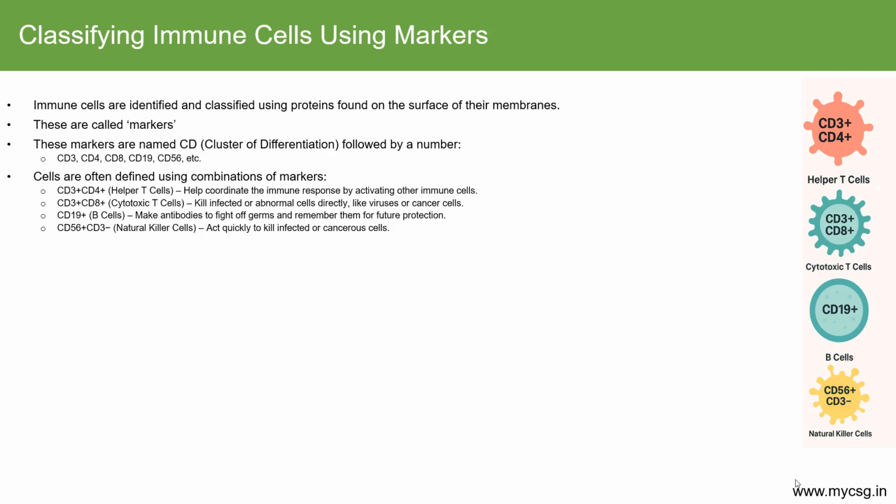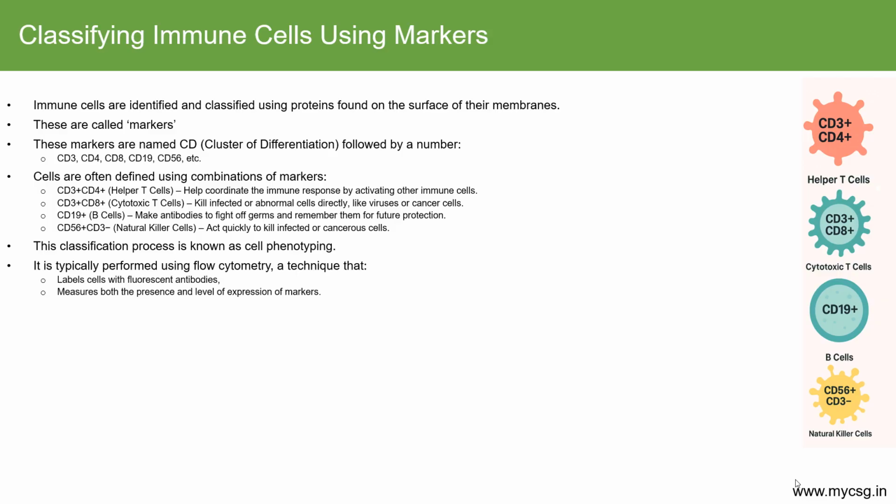And we also have something called natural killer cells. On these natural killer cells, the CD56 marker is positive and the CD3 marker is negative. These help act quickly to kill infected or cancerous cells. So the basic idea is that you are classifying the cells based on the presence or absence of a specific marker. This classification process is known as cell phenotyping, and it is typically performed using a technique called flow cytometry. This technique uses labeling of the cells with fluorescent antibodies, and these help us measure both the presence of a particular marker and the level of expression of those markers on each of those cells.